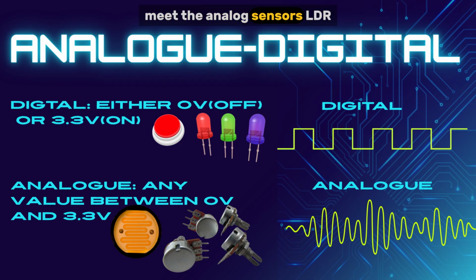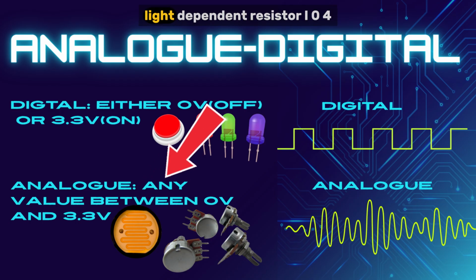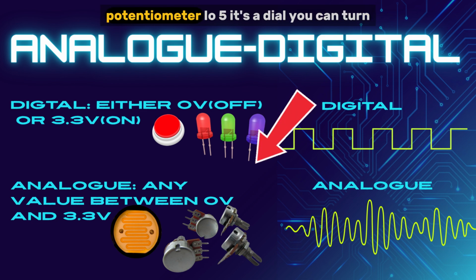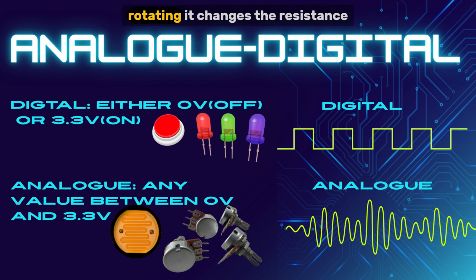Meet the analog sensors. LDR, light-dependent resistor, I/O4. This sensor detects how bright or dark it is in the room. The board reads its value, not just high or low, but anywhere from 0, very dark, up to around 4095, very bright. Potentiometer, I/O5. It's a dial you can turn. Rotating it changes the resistance, and the board gets values from low to high. It's often used to adjust sensitivity, volume, or thresholds.